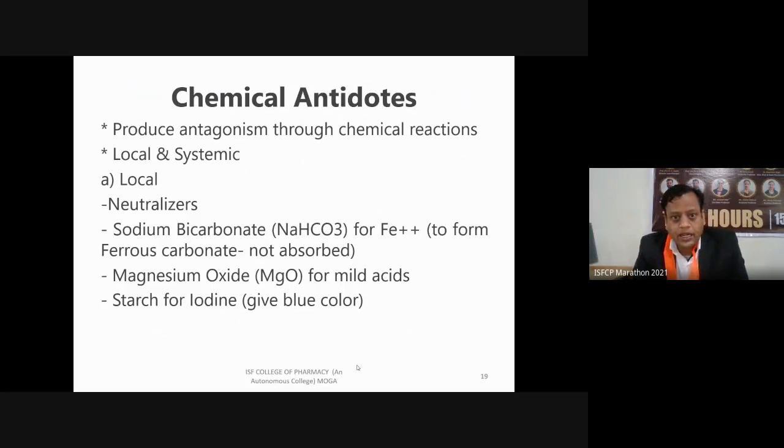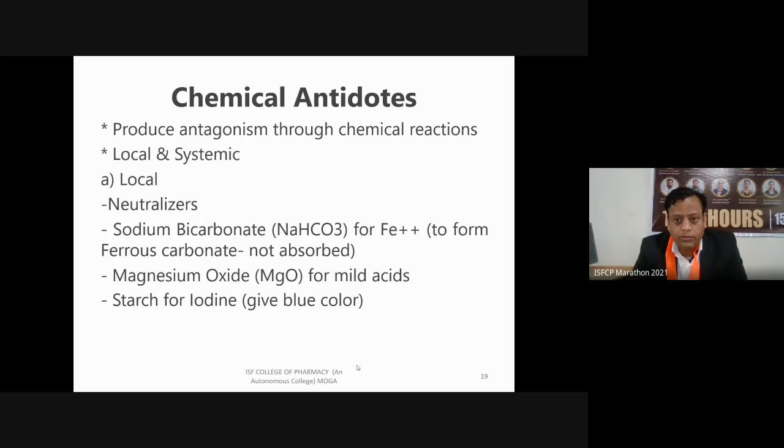Next one is chemical antidotes. The chemical antidotes produce antagonism through chemical reaction. As a term, physical means they act physically. In chemical antidotes, they produce different chemical reactions and minimize the effect of toxins. They may be local or systemic. Local chemical antidotes include neutralizers. In neutralization, the first example is sodium bicarbonate.